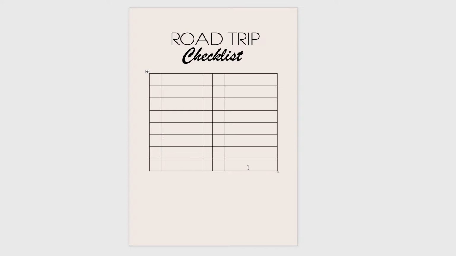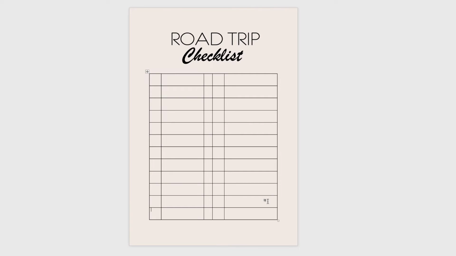Now I'm happy with the height of my rows, but I haven't got enough to fill my page. So all I'm going to do is put my cursor in the lower right cell, press the tab key, and then again do the same in the lower right cell. And then I've filled my page with as many rows as I can.